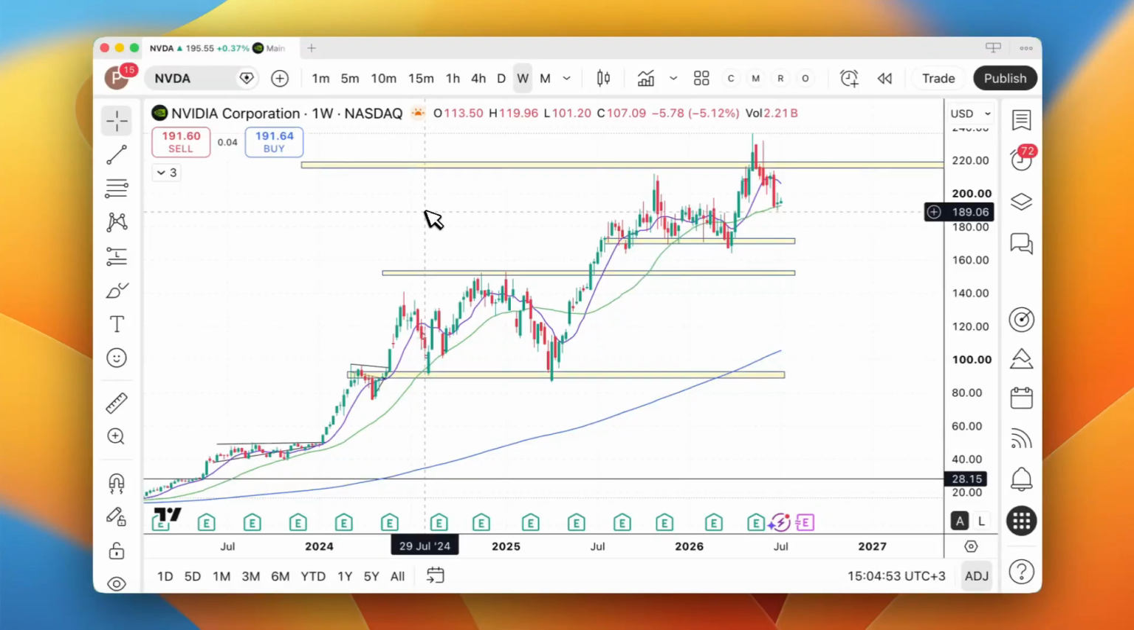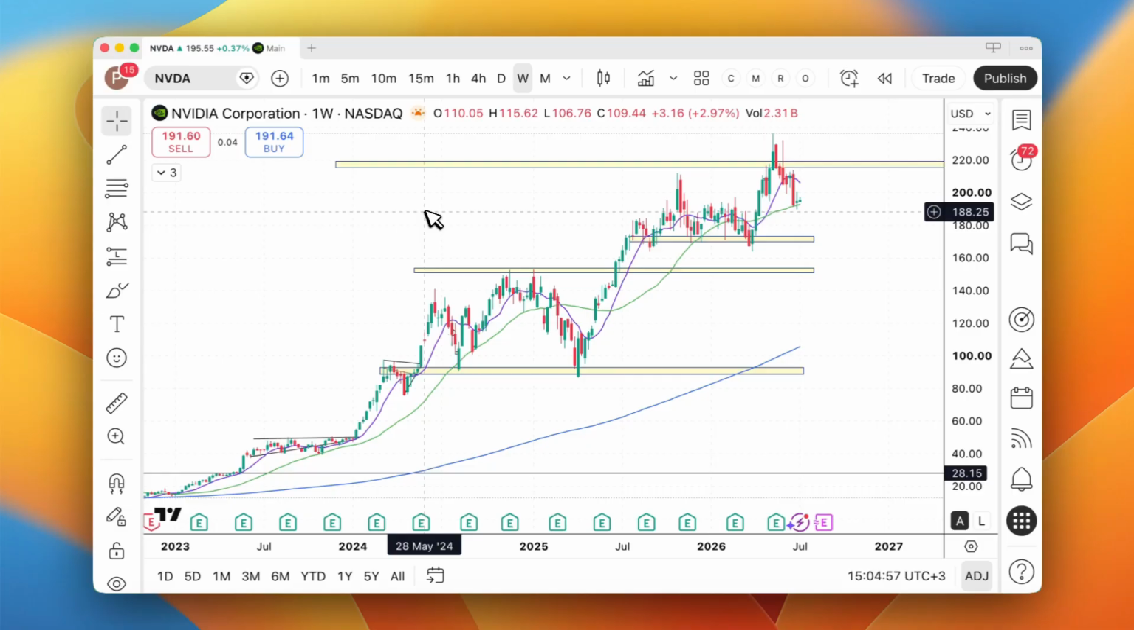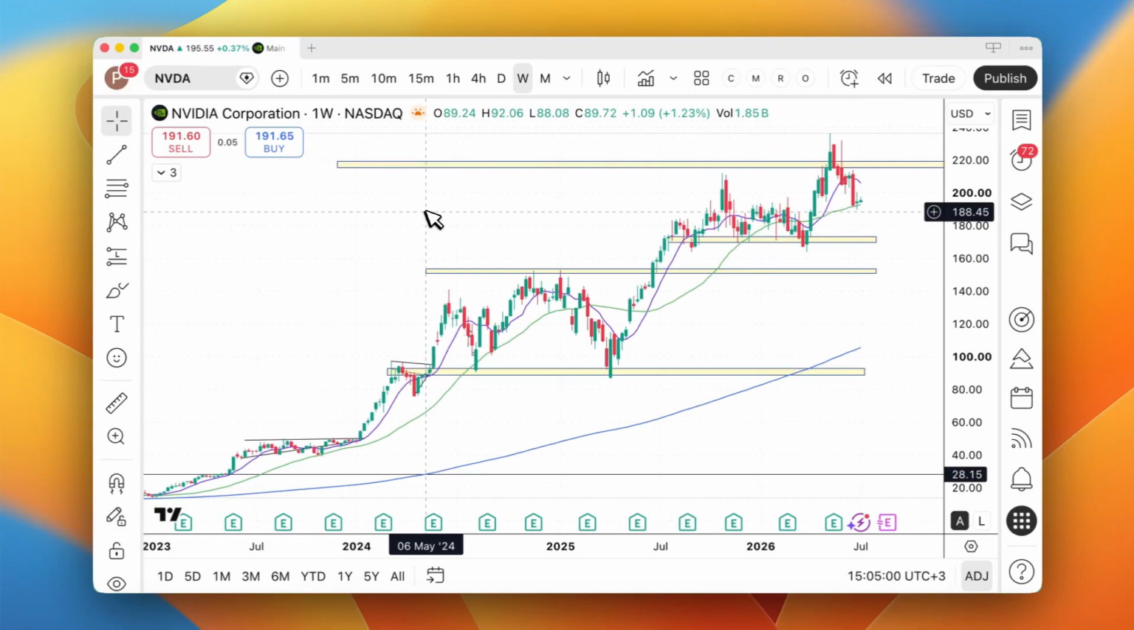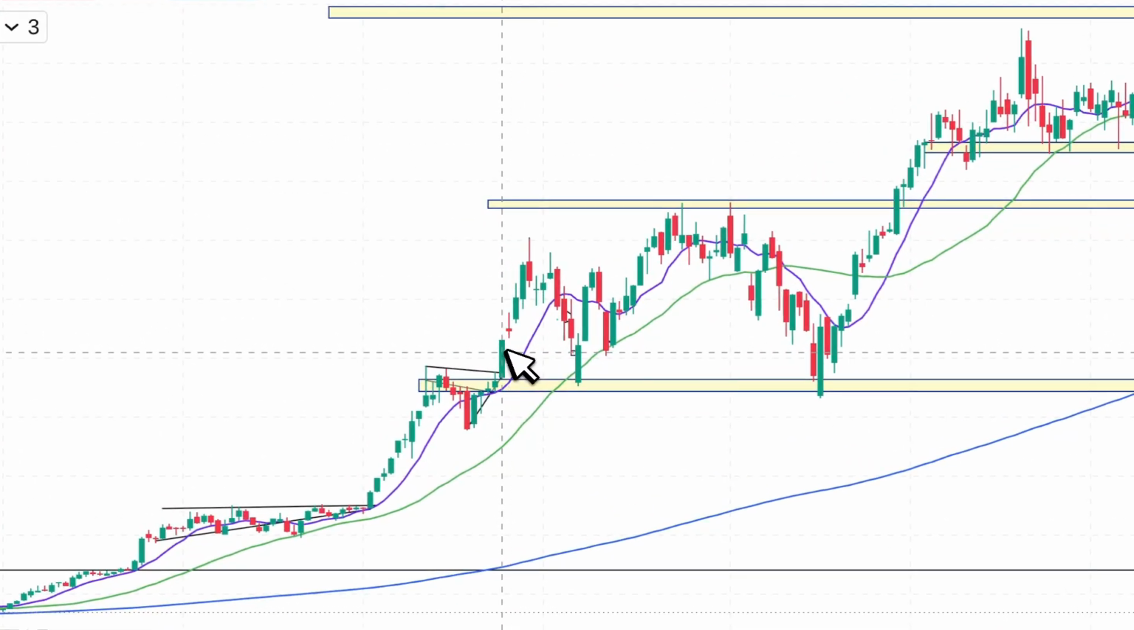This is how to lock the vertical cursor on TradingView. Now let me show you why someone would use this feature. So in May of 24, NVIDIA had a breakout. This is the weekly time frame.